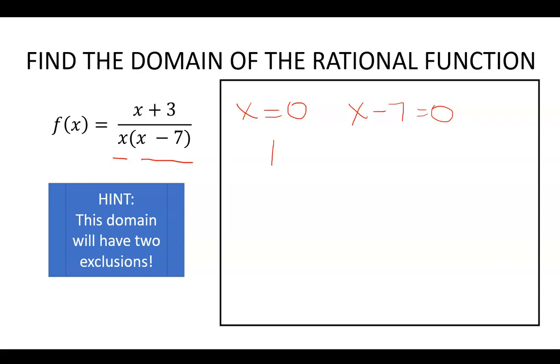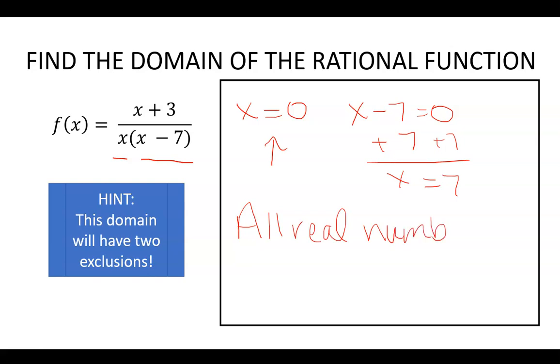Okay, my one over here on the left is already solved for me. Do a little math over here, and I get +7, so I'm ready. All real numbers except x cannot be equal to 0 or 7.